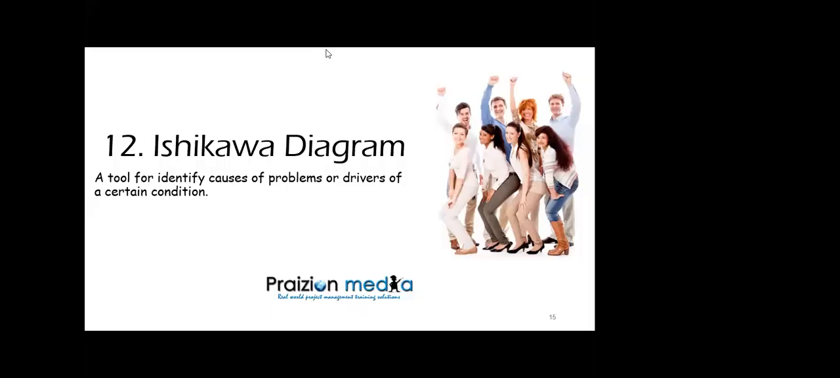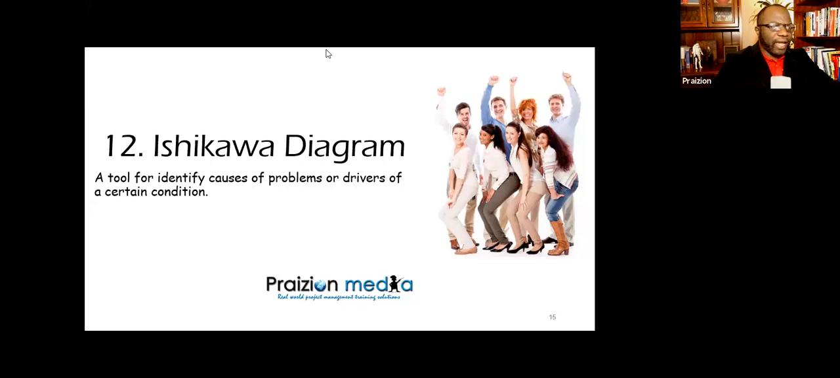Now that we're done talking about the quality management plan, let's go back to our next tool and technique, or should I say tool in the gig bag. Now you've got 11. Let's make that 12. So what is tool number 12? It is called an Ishikawa diagram. People also call this a fishbone diagram and a cause and effect diagram. This is one of my all-time favorite tools. It's a tool for the identification of causes, of problems, or drivers of certain conditions.